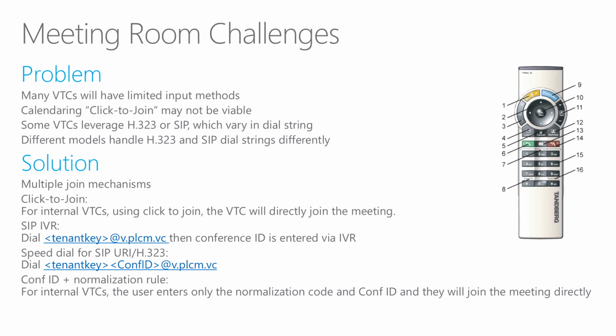And we create a dial string dynamically when the invite is created. That's typically comprised of the tenant key, the VTC conference ID at v.plcm.vc. Now, for enterprises that have the ability to update their corporate dial plans, there are ways in which you could, for example, create a prefix, put in the VTC conference ID, and things such as the tenant key and the domain could automatically be added as a part of the gatekeeper or SIP registrar that the endpoint's using.